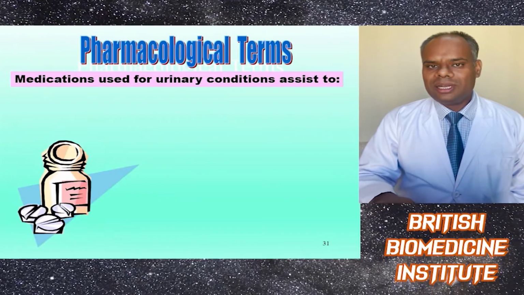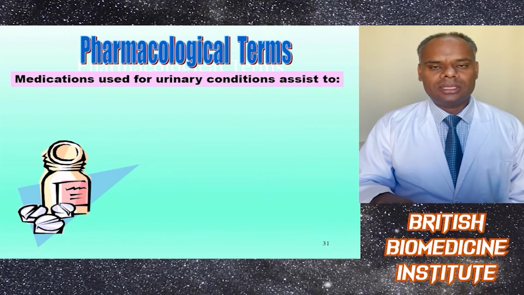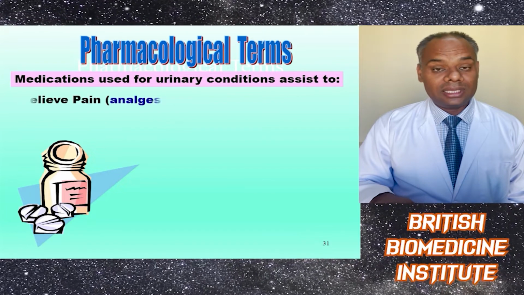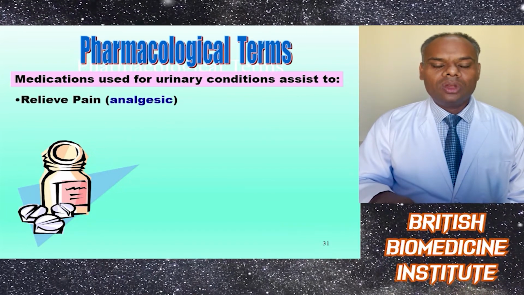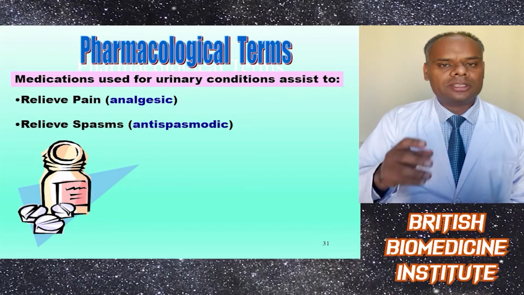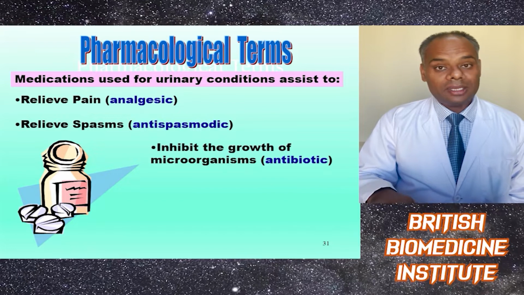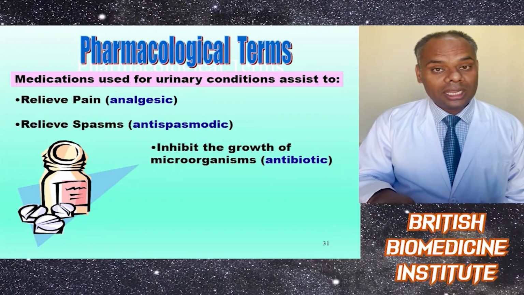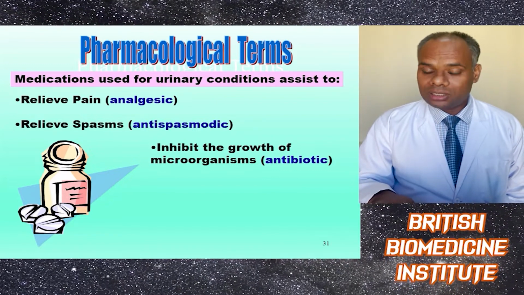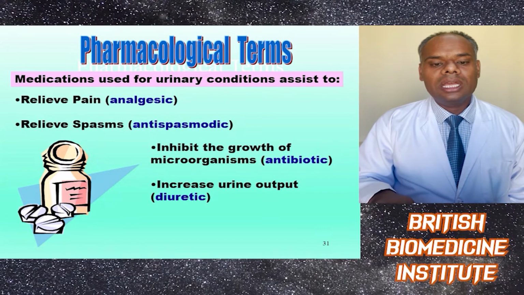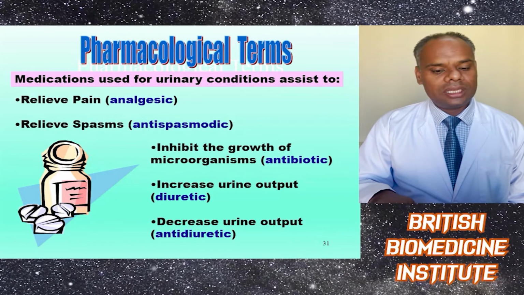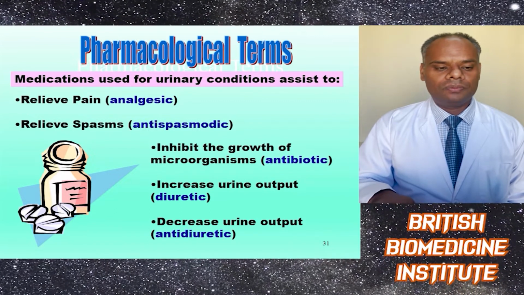So there are various medicines which are available to treat the urinary system. We can use analgesics, basically they are pain relieving medicines. We can use antispasmodic medicines which help in relieving your spasm. And antibiotics, they inhibit the growth of microorganisms. And diuretics can also be used, which help in increasing urine output. And antidiuretics which can decrease urine output.